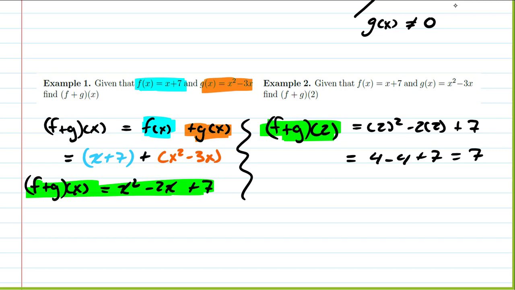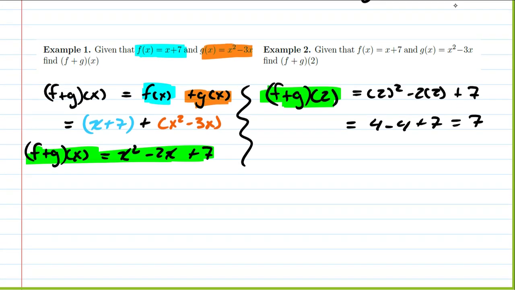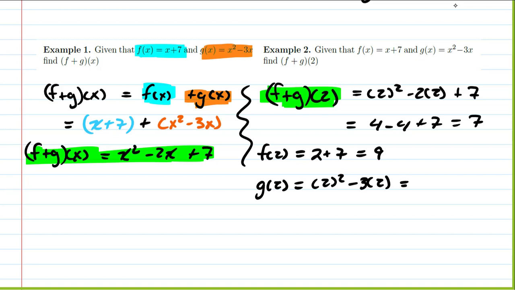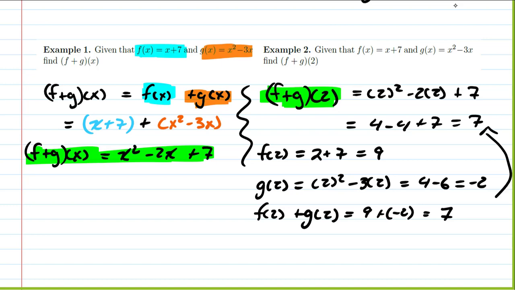It's also worth noting that we've created a new function f plus g, but let's calculate f of 2. Well, f of 2 would be 2 plus 7, which is 9. And g of 2 would be 2 squared minus 3 times 2, which is 4 minus 6, which is negative 2. And if I add f of 2 to g of 2, I would get 9 plus negative 2, which is also equal to 7. And we get the same value, right?